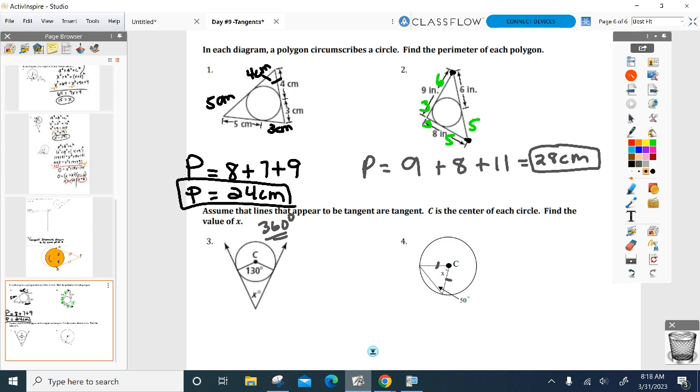What type of triangle is it? You know, the radii are equal. So what do we know from this? It's isosceles. There you go.